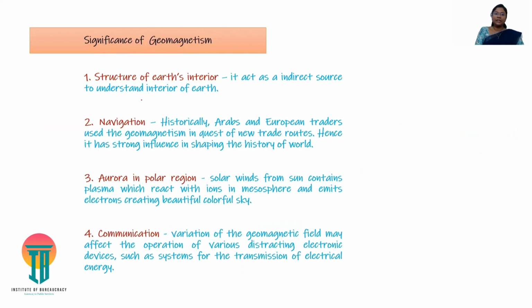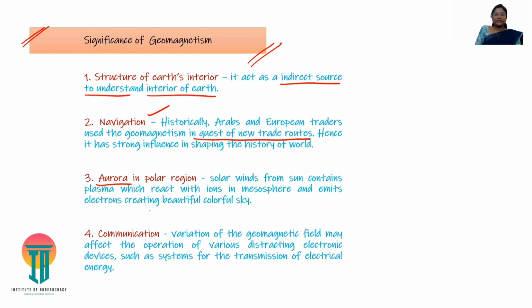Okay, so lastly, the significance. Why geomagnetism is important? First and foremost thing, it acts as an indirect source to understand the interior of Earth. It acts as an indirect source. And earlier, historically, without the full knowledge of geomagnetism, this also acted as an important quest for new trade routes, okay, in navigation and the formation of auroras, right?